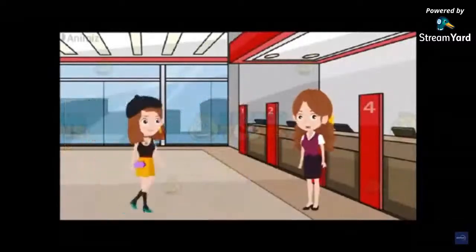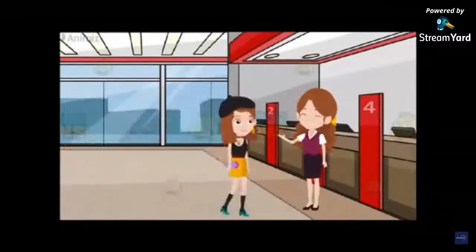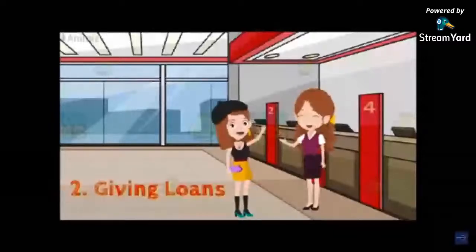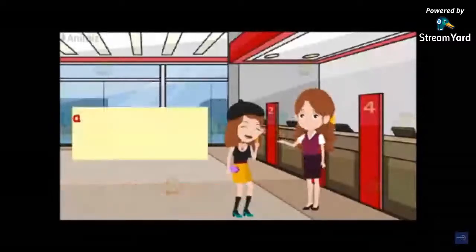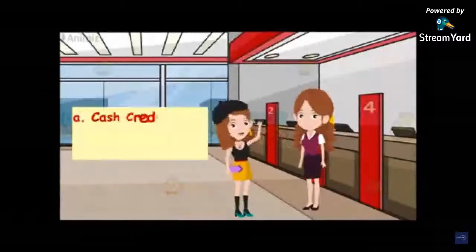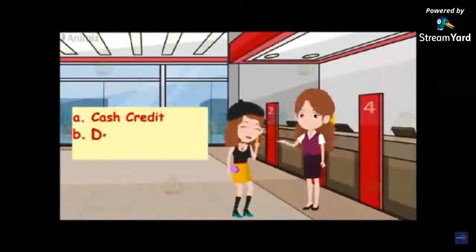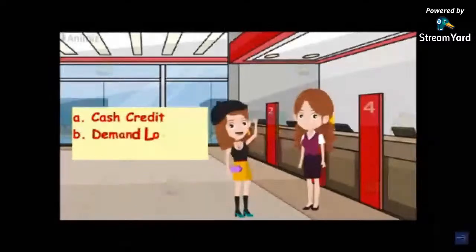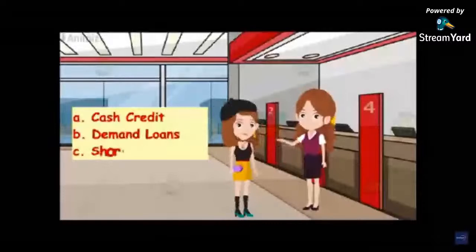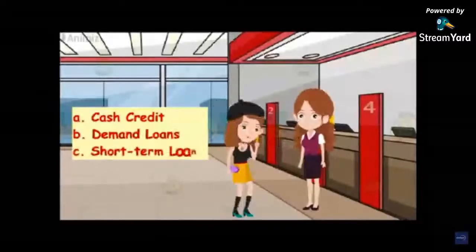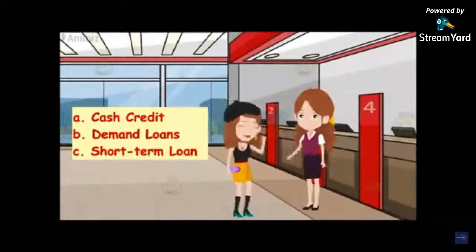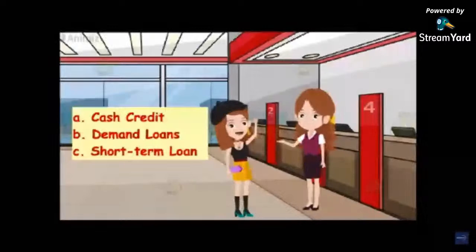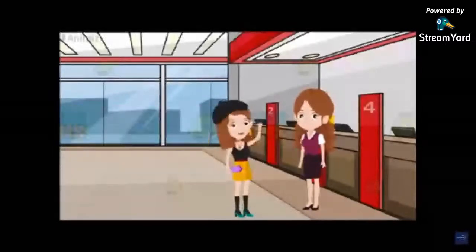Hi, ma'am, what can I do for you? Please tell me, I need some loans. We have three types of loans. The first one is the cash credit. Banks advance loans to their customers on the basis of inventory and other approved securities. The second one is the demand loans. These are loans that can be recalled on demand by the banks. The third one is short-term loans. These loans may be given as personal loans, loans to finance working capital, or as priority sector advances. Okay, I'll think about it. See you, ma'am. Hi, sir.